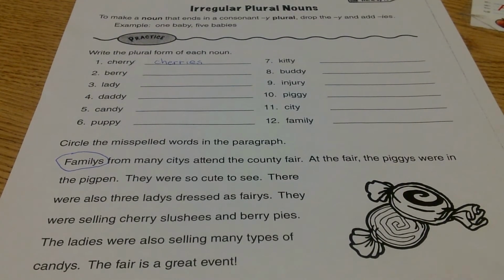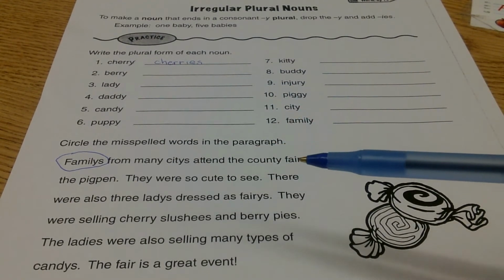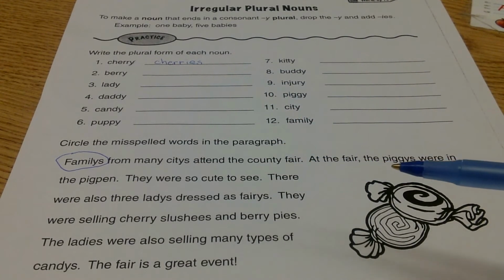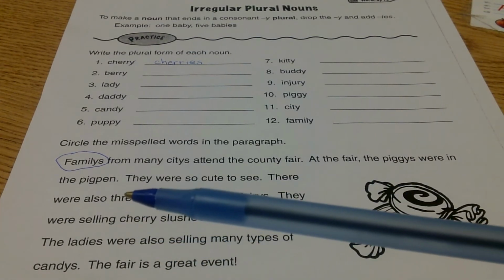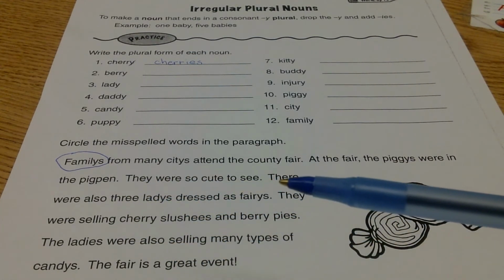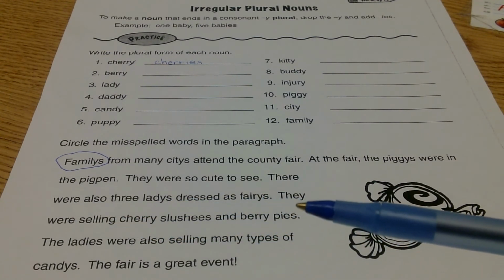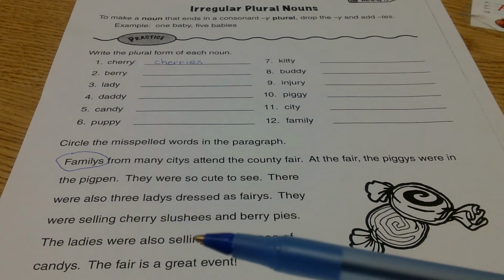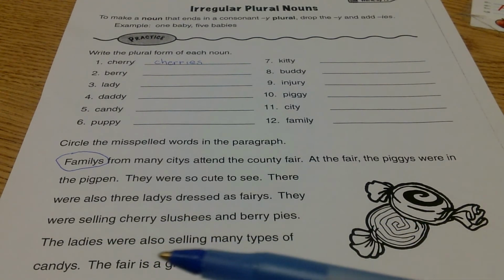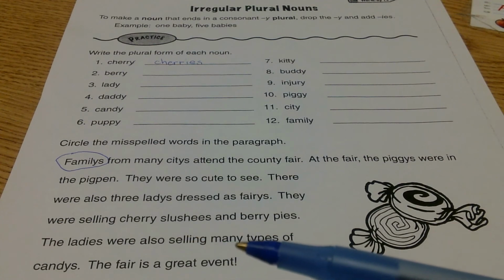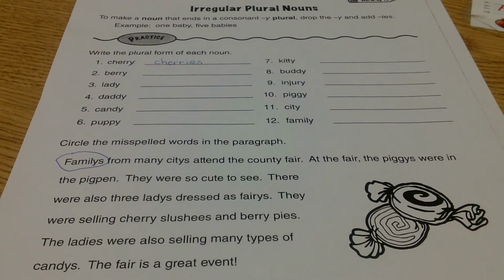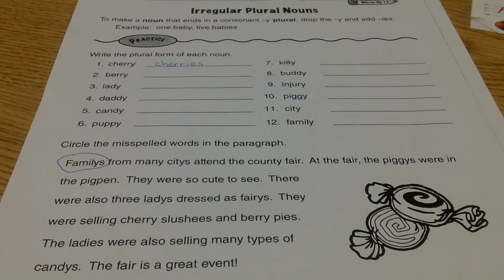All right. So families from many cities attend the county fair. At the fair, the piggies were in the pig pen. They were so cute to see. There were also 3 ladies dressed as fairies. They were selling cherry slushies and berry pies. The ladies were also selling many types of candies. The fair is a great event. So circle the words that they should have taken the Y off and added IES.